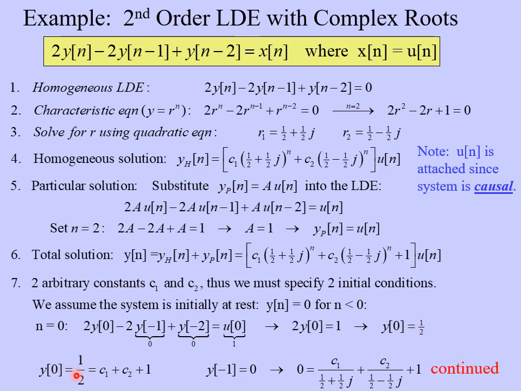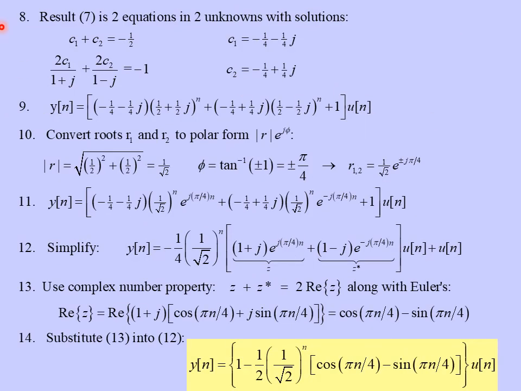So y of 0 equals 1/2, and if we plug into our solution here, remember when n is 0, these terms in the parentheses just go to 1, because anything raised to the 0 power is 1. So I end up with C1 plus C2 plus 1. And I can do the same thing for y of minus 1. I can repeat this type of analysis to get this equation here. So what results from the initial conditions is two equations in two unknowns, and those are solved here.